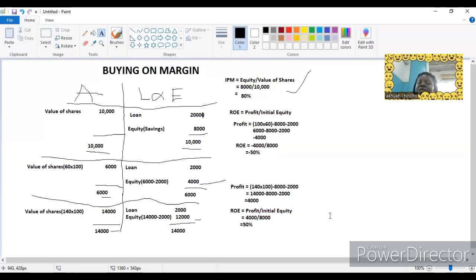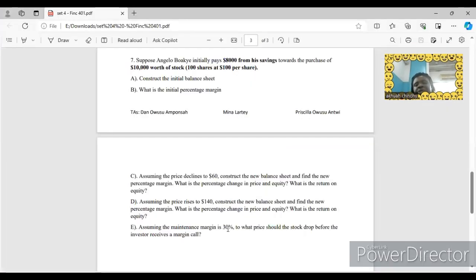Okay, so our return on equity is 50%, unless I didn't do the calculation well, but if I did it well, then that is what it is. So I think we are done with part D. Then the last one is, assuming the maintenance margin is 30%, by what price should the stock price drop before the investor receives a margin call?